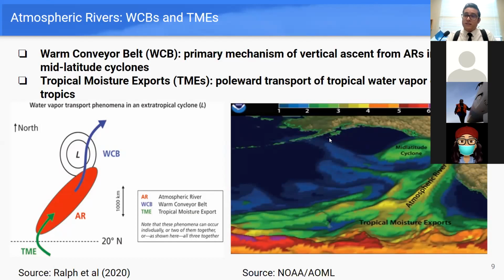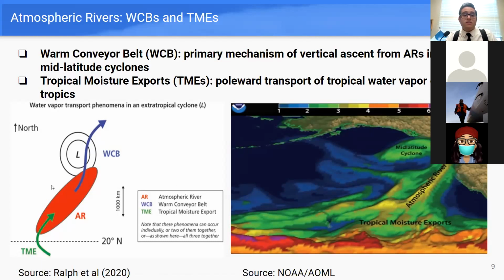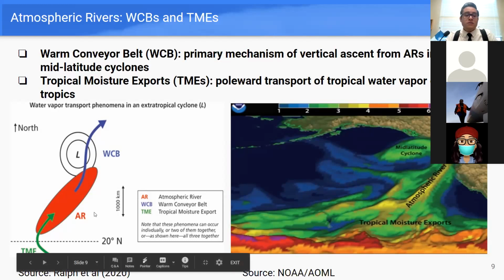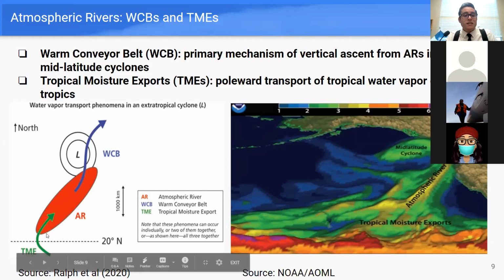The tropical moisture export would be the source of the moisture and is defined as the poleward transport of tropical water vapor from the tropics. So the main question is, is it actually transported directly from the tropics into atmospheric rivers? Well, that's still a question that is being asked nowadays. Here is a cartoon schematic from Ralph et al. of 2020 of how the WCB, the ARs, and the TMEs work. Is this really happening? Well, let's see.